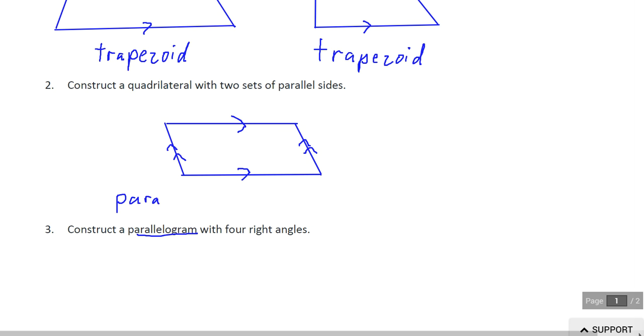You know how to spell it? It's right there. Parallelogram.